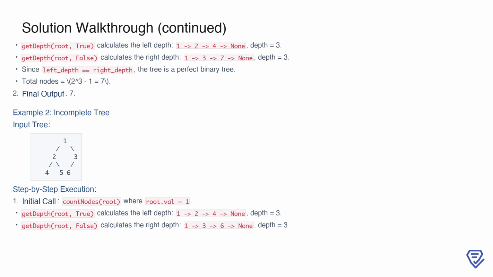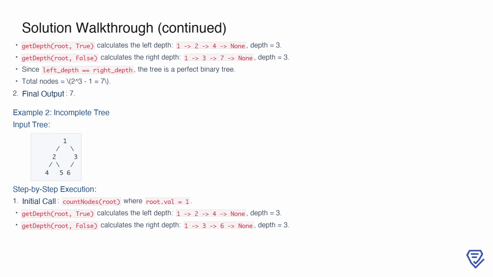Similarly, we calculate the depth of the rightmost path by following the right child nodes, which also gives us a depth of 3. Since both depths are equal, we know the tree is perfect, and we can use the formula 2 to the power of the depth minus 1 to compute the total nodes. Here, 2 cubed minus 1 equals 7. Therefore, the output for this example is 7.